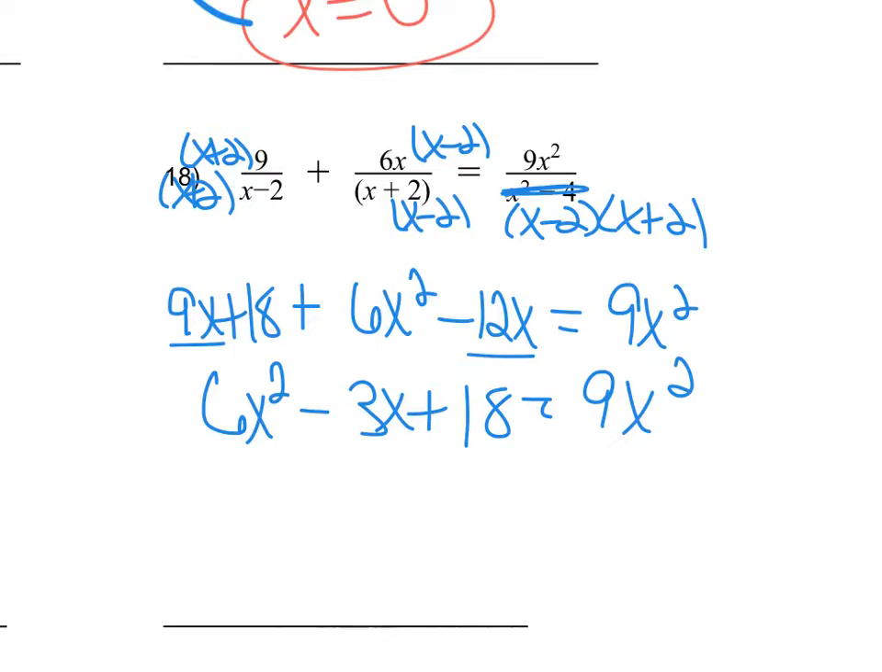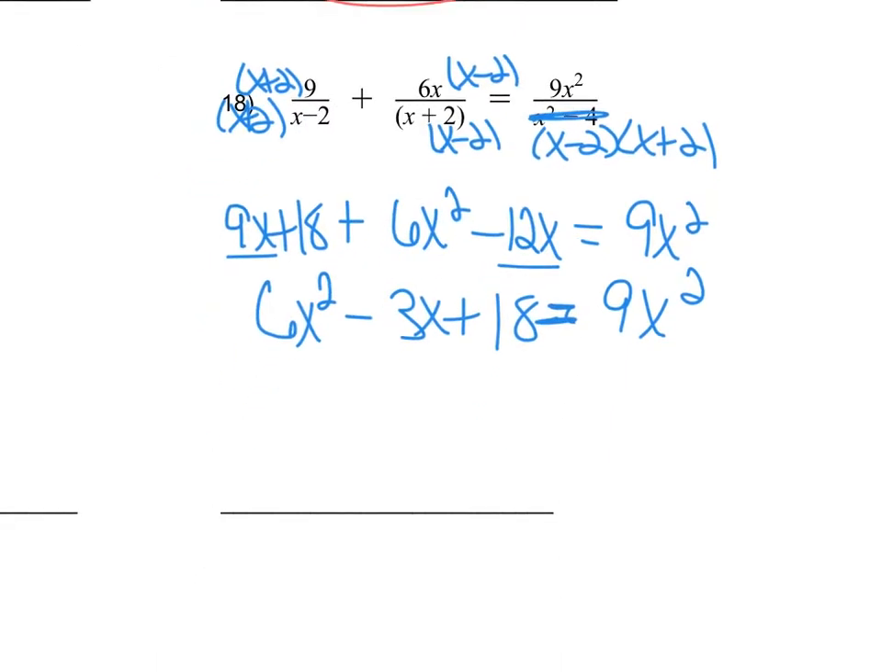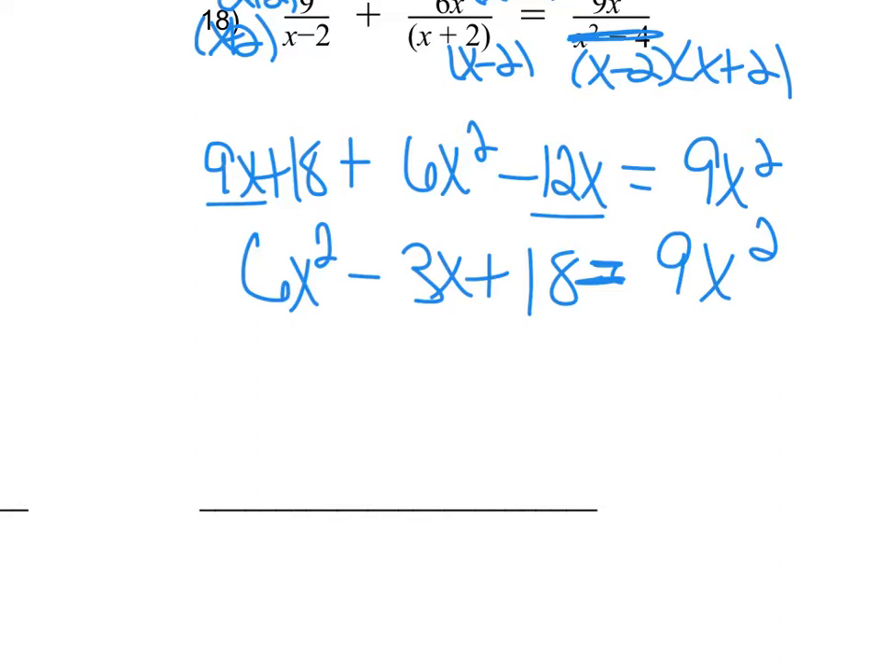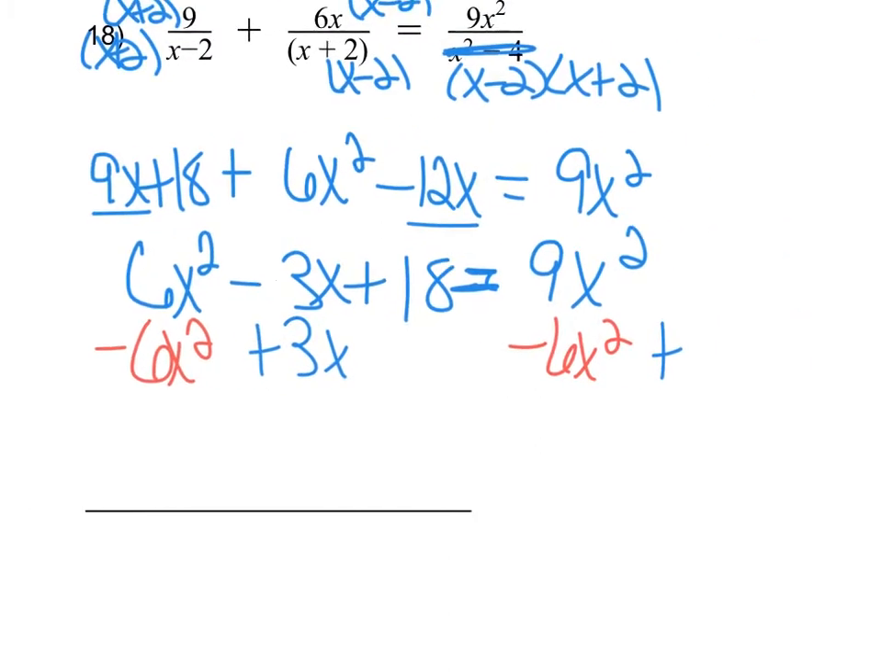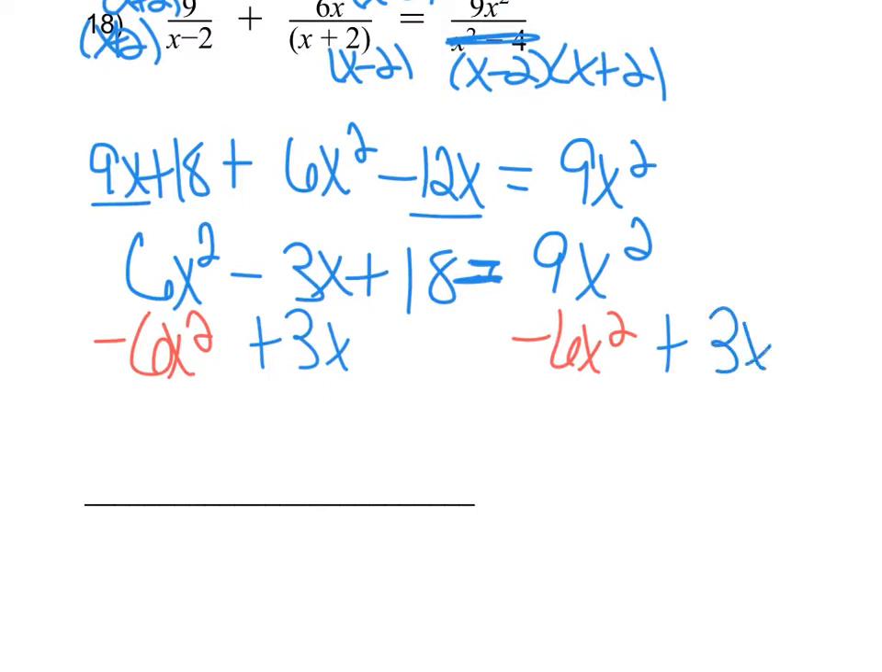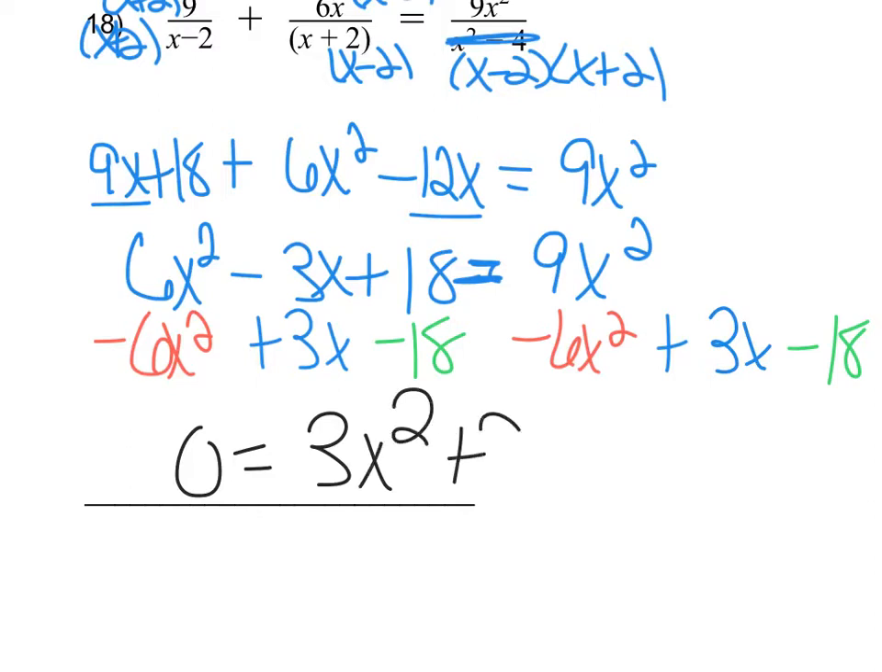It's quadratic, which means we need to get it equal to 0. And in order to keep that lead coefficient of x squared positive, I am going to subtract everything from the left over. So I'm going to subtract 6x squared. I'm going to add 3x. And I am going to subtract 18. And what I'm left with is 0 equals 3x squared plus 3x minus 18.